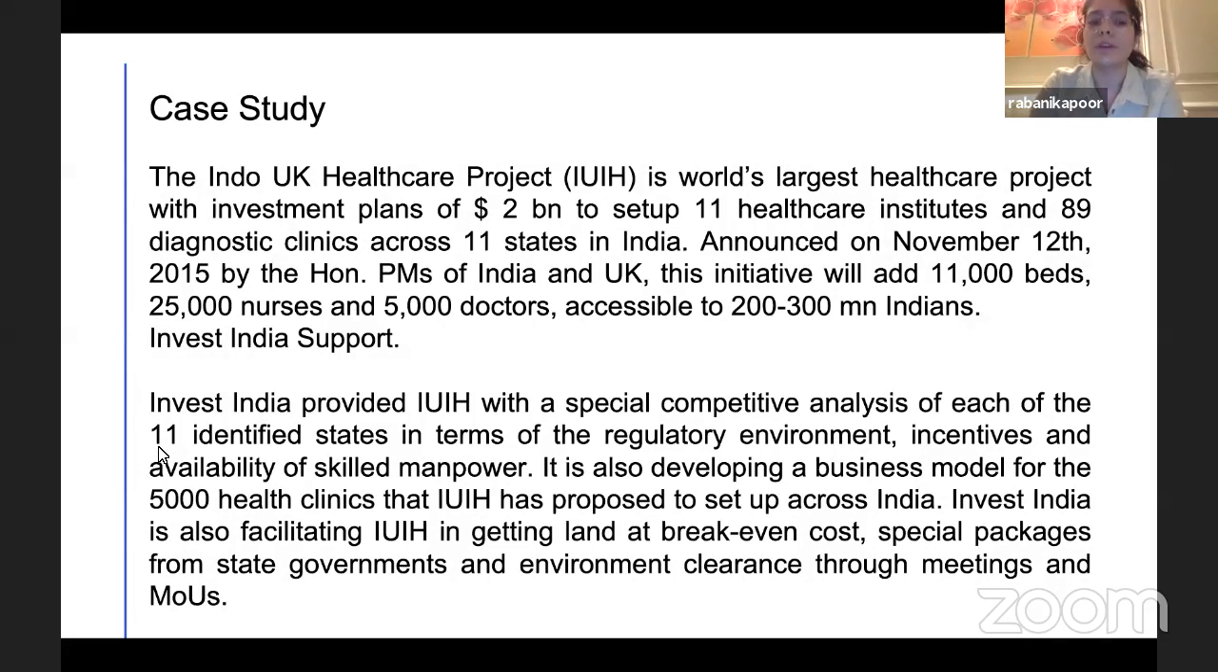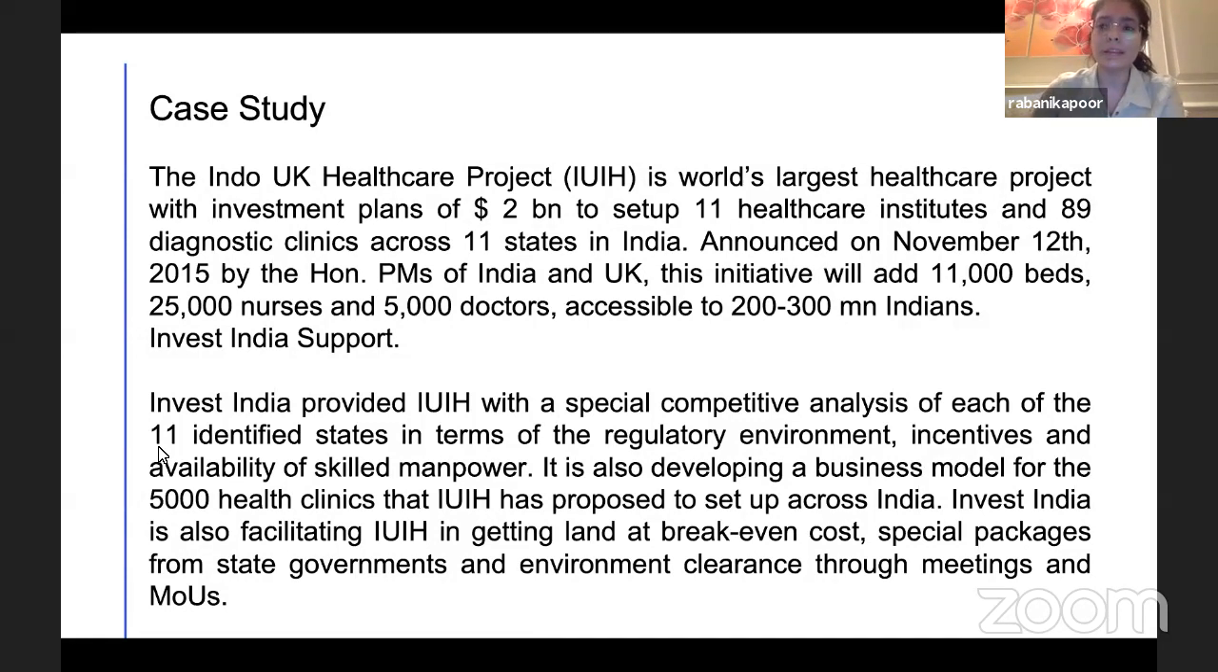provided the Indo-UK healthcare project with special competitive analysis of each of the 11 identified states in terms of whether it's the regulatory environment, the incentives, the availability of the skilled manpower. It is also developing a business model for the 5,000 healthcare clinics the project has proposed to set up across India. So Invest India is also facilitating with the break-even costs of the land, the special packages from the state governments and environment clearances through meetings with the MOUs.